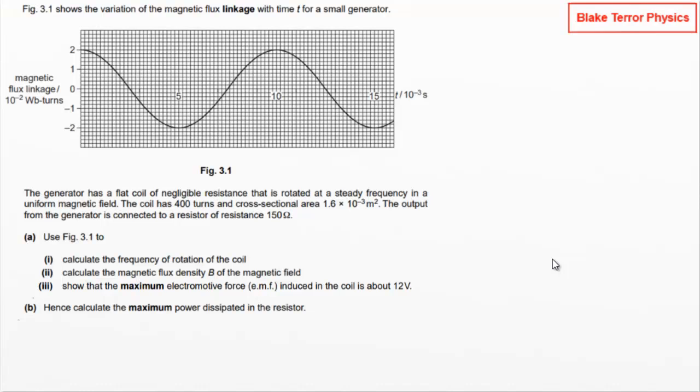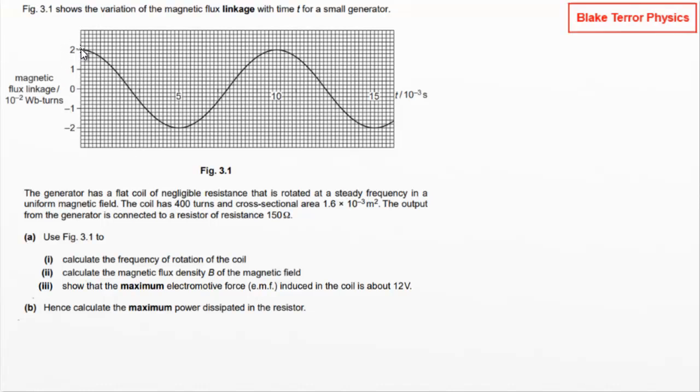We start with figure 3.1, which shows the variation of the magnetic flux linkage with time for a small generator. The generator has a flat coil, negligible resistance, rotated at a steady frequency in a uniform magnetic field. They've given us the number of turns on the coil and the cross-sectional area of the coil. The output of the generator is connected to a resistor of resistance 150 ohms. Calculate, using the graph, the frequency of rotation of the coil.